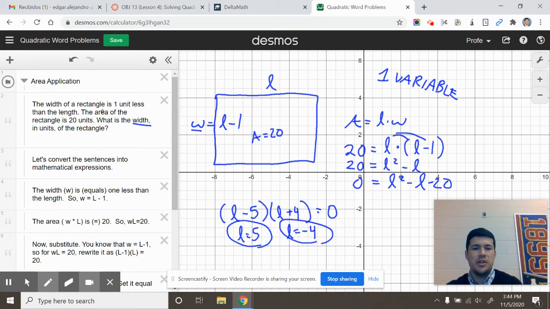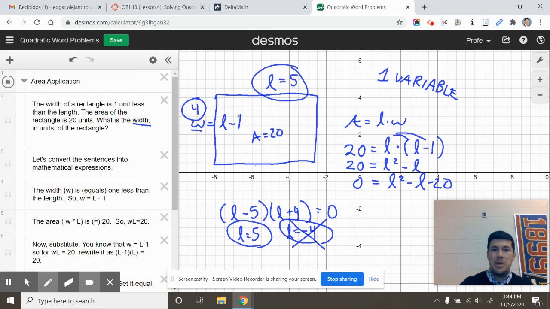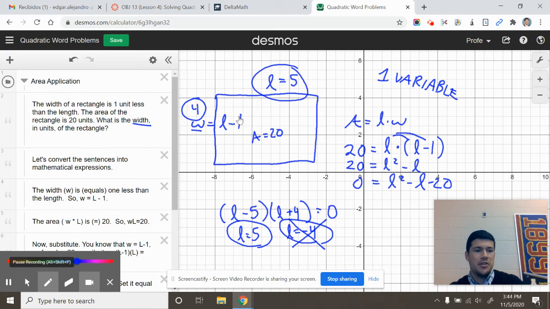All right. So the question is, what's the width? Well, I'm not even going to consider a negative length because that's not possible for a 2D figure. But I am going to consider that the length is 5. So if my length is 5, and the area is 20, that means that the width should be equal to 4. Now, some of you would have maybe guessed and checked and found that rather quickly, but it's important to know how to turn this into a quadratic application.